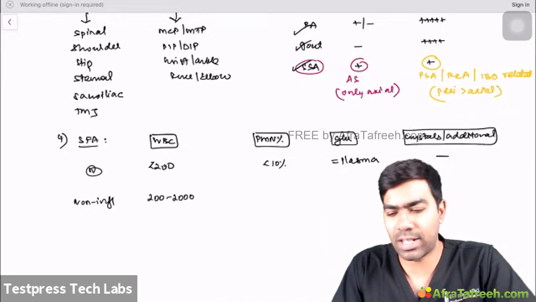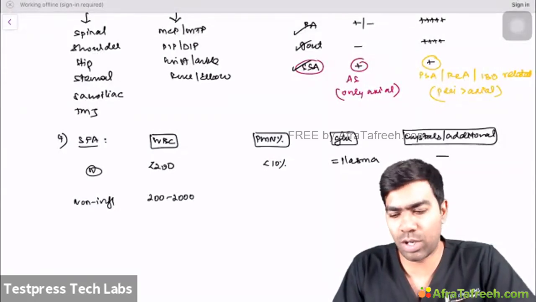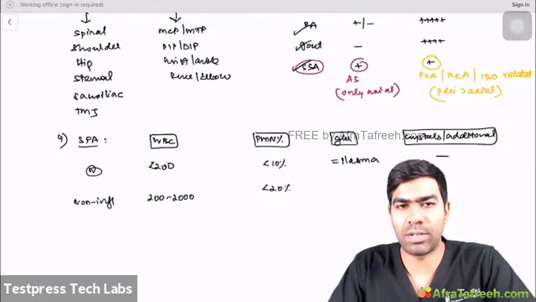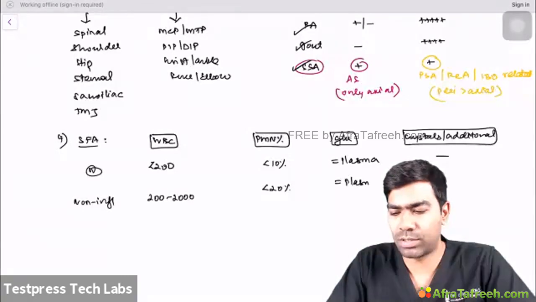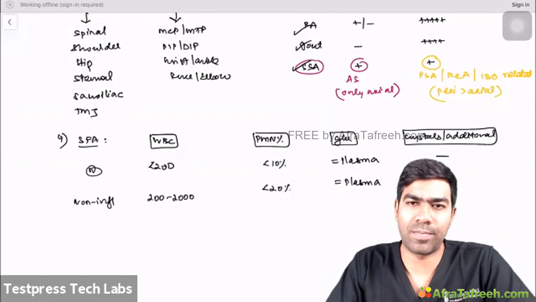Which means there is still an arthritis. So there will be some sort of inflammatory cell infiltrate, but it will not be very high. So 200 to 2000, and still it will be less than 20%. More of the time it will be equal to the plasma because it's a non-inflammatory fluid. And crystals, usually you don't see anything.